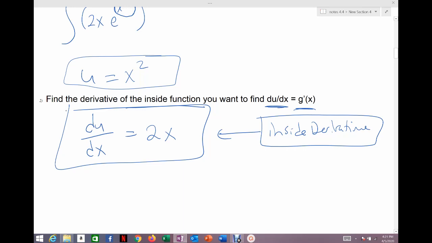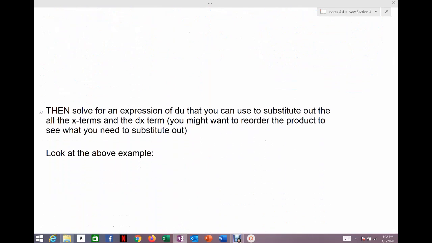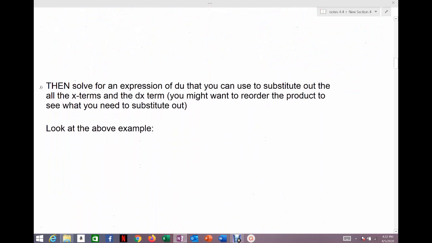All right, that's the other piece I'm going to want to get rid of. And actually, I'm going to rewrite it because I want to get rid of all of the inside function parts, meaning I want to get rid of all of the x terms. All right, so my next step is we want to solve for an expression of du. I want to get my function in terms of u. I want to substitute out all of the x terms, including the change in x, the dx.